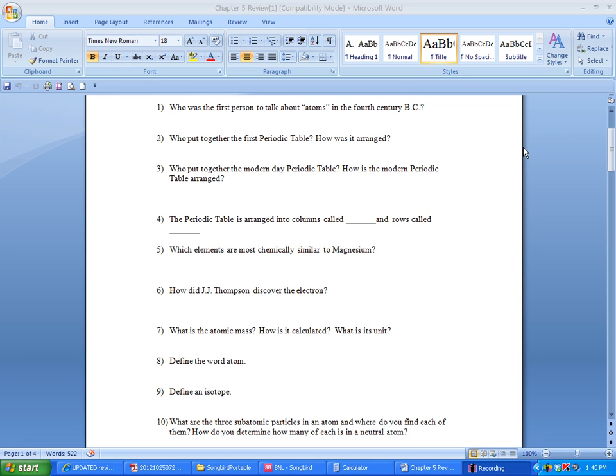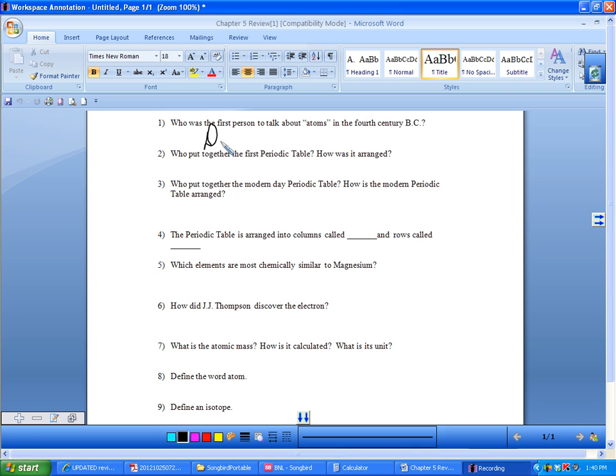All right, we are going to work on our Chapter 5 review. And the first question simply asks who was the first person to talk about atoms in the 4th century BC. And we're going to call that man Democritus. He was a Greek philosopher who put together the first periodic table. This was Mendeleev.